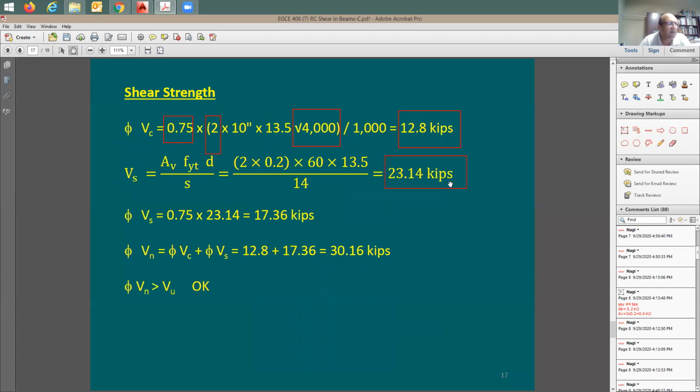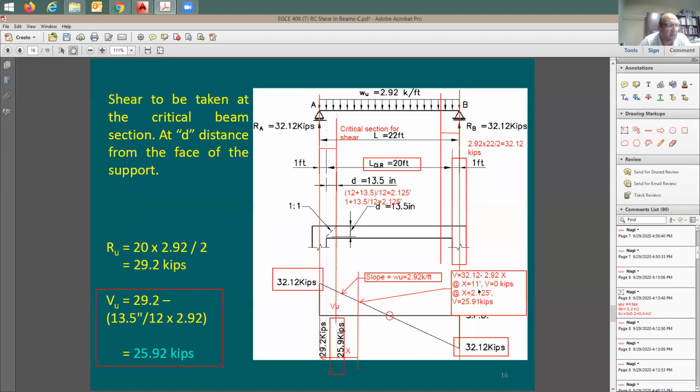So, okay, let me find out here. This is going to be nominal, and this is going to be the capacity. Let me find out total phi Vn. It's going to be equal to phi Vc plus phi Vs, equal to 30 kips. How much is the demand again? I'm going to go back here one step. The demand is 25.